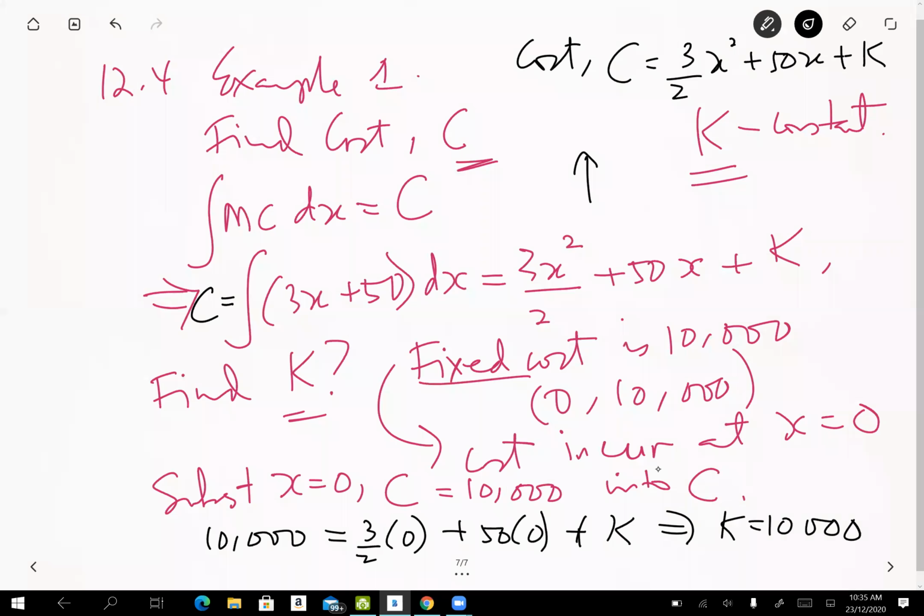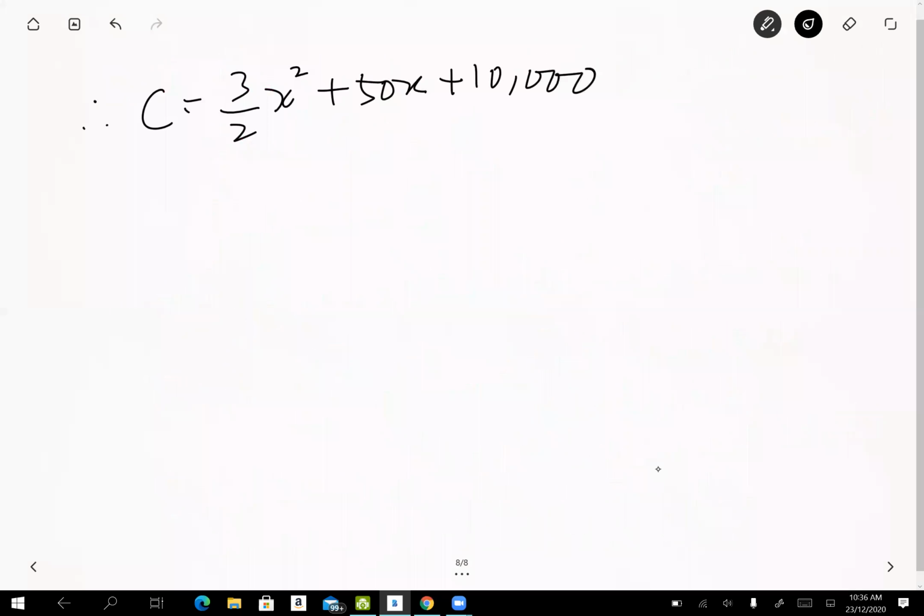Now you have the cost function, specific cost function, which is putting back the k into the cost function. So therefore, our c will be equal to what? Be equal to 3/2x squared plus 50x plus 10,000. So that is our cost function.